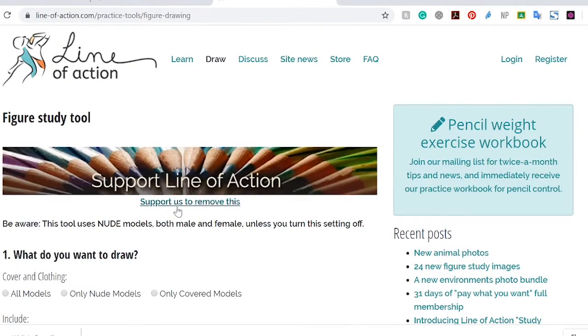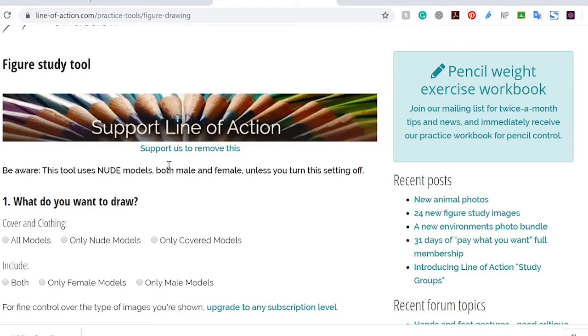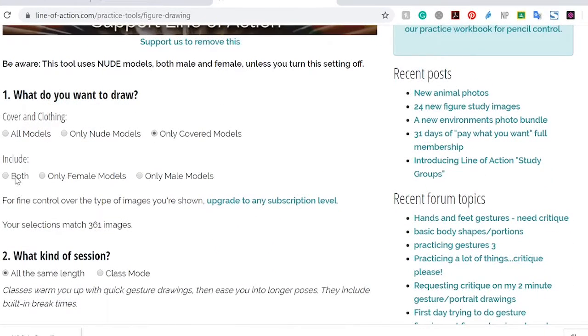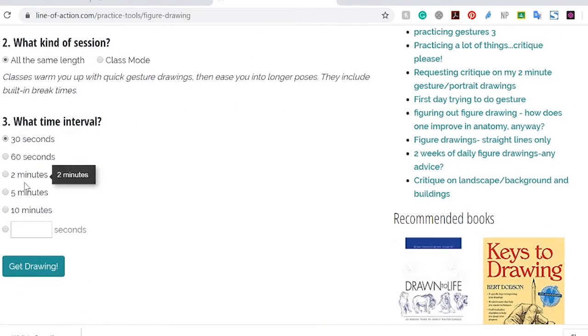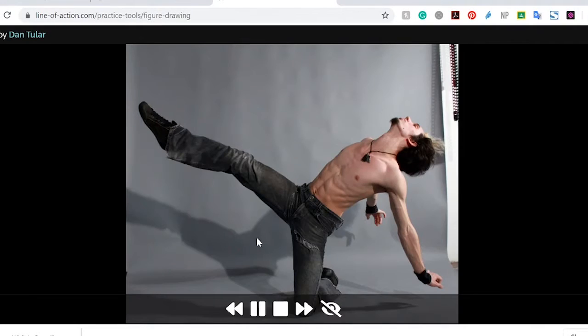So these I'm not going to show you in detail, but there are nude models online. If you put in, for example, only covered models, and include both models and what kind of selection, all time or classes with different intervals, you can get drawings and you can actually see these online, and then you can practice drawing them as well.